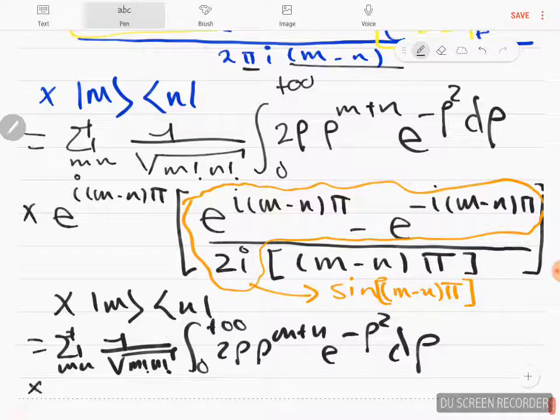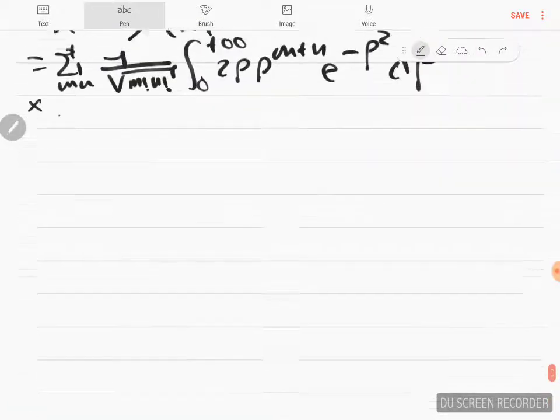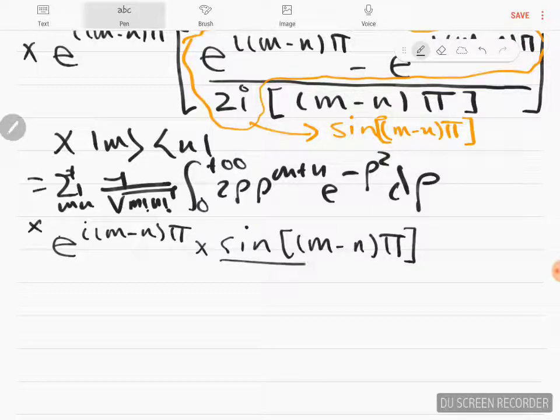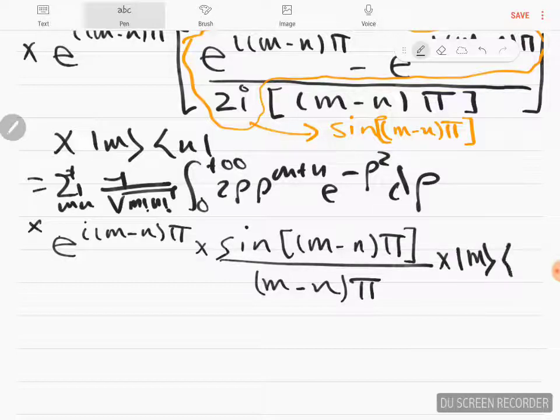So this is times e to the i(m minus n)pi times sine of (m minus n)pi, then we have here times ket m bra n.